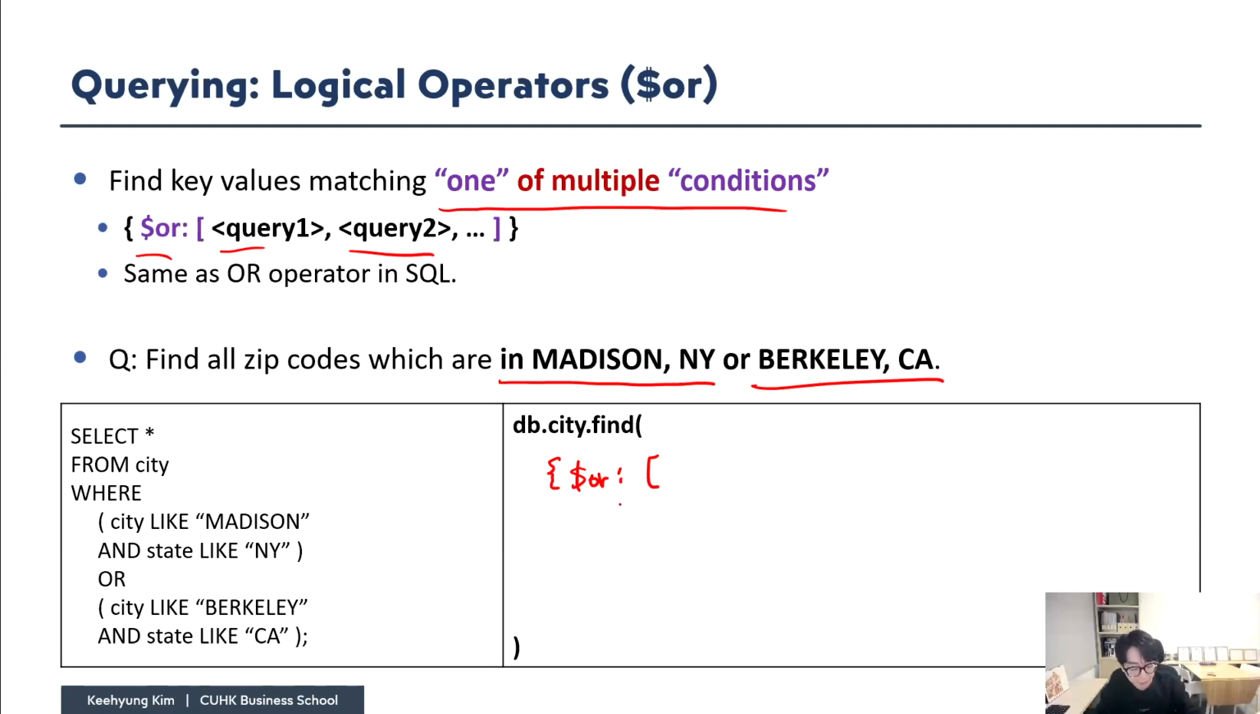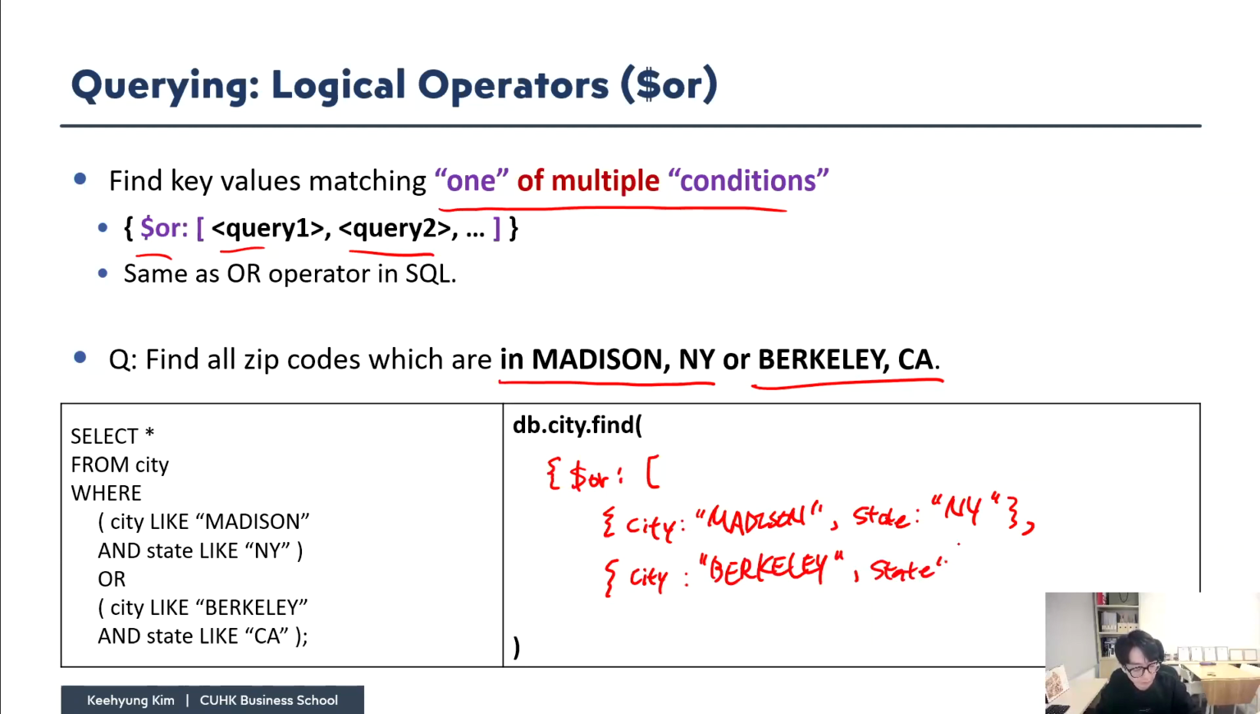The first condition is city Madison, state NY, or the second condition, city can be Berkeley, state should be CA, like this.